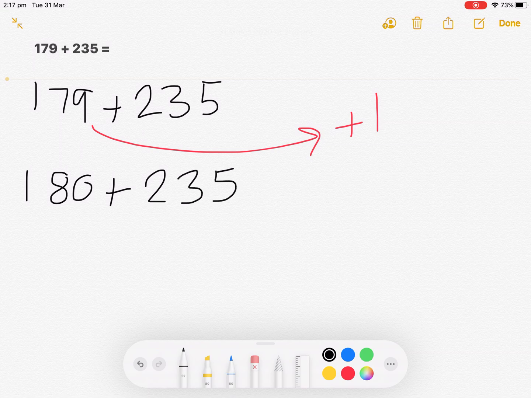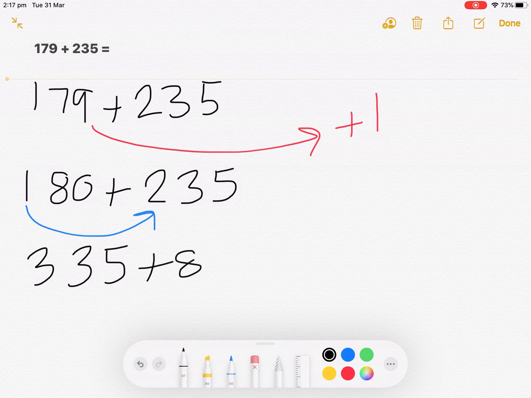Right, now that I've got 180 plus 235, this is where I'd jump into probably a little bit of split strategy. So what I would do next is I'd move my 100 over. So then I'm going to end up with 335. And now I've just got to add on my 80. Which, to do that, I could add on by tens, or I might just have a strategy in my head of knowing what 80 plus 35 is.